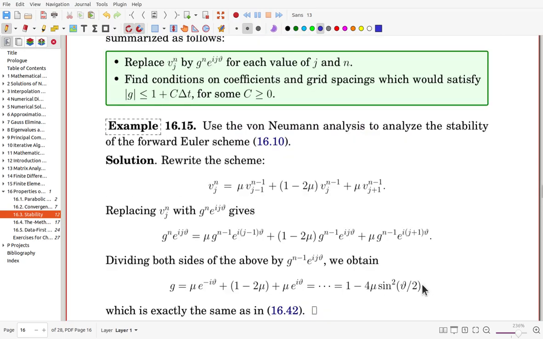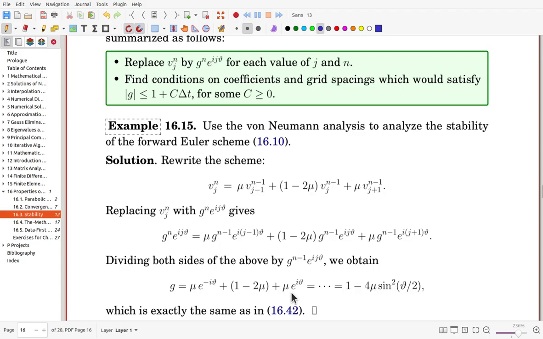Now we divide both sides by g^(n-1) and e^(i j theta). Then the portion g^(n-1) will disappear. One g will remain on the left-hand side, and e^(i j theta) will disappear, and then this will have 1 minus e^(-i theta). They will have e^(i theta) left over. So that's the result. The left-hand side becomes g, and the right side becomes in this way.